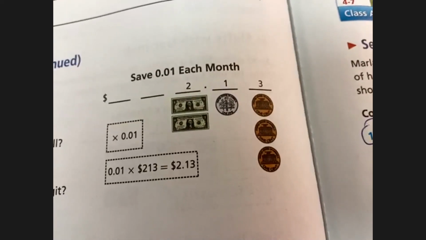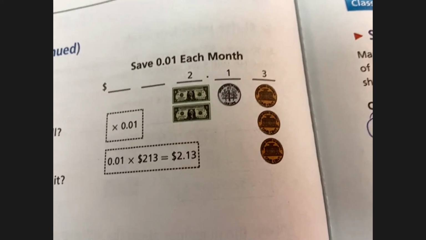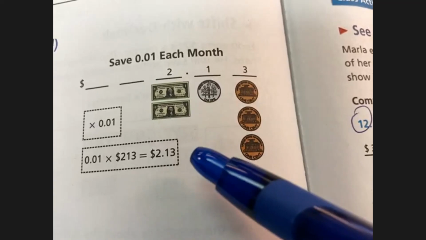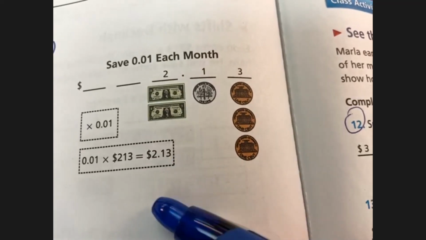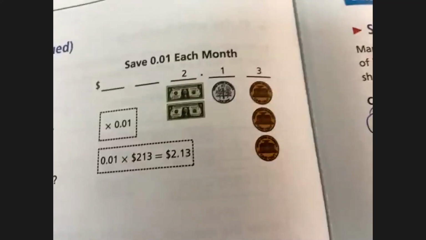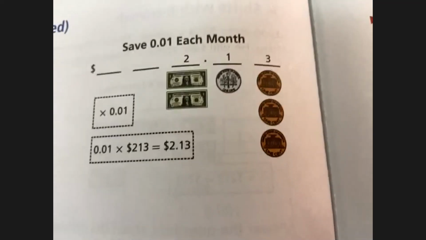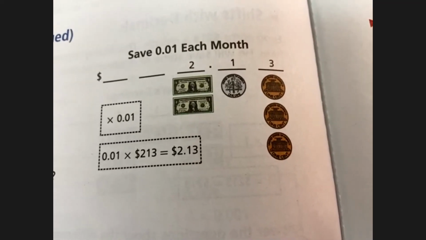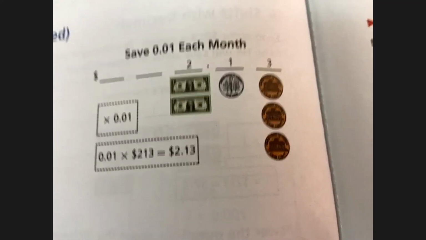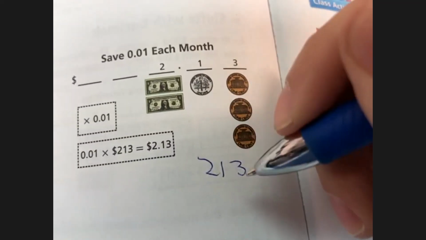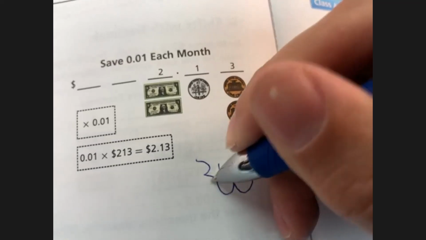What happened to the $213 when it got multiplied by 100ths? So look, the $213, did it increase or decrease? Decreased. What happened? Tell me how the decimal point moved. It moved to the left. Yeah, so we started right here, 213. And then it moved twice to the left.